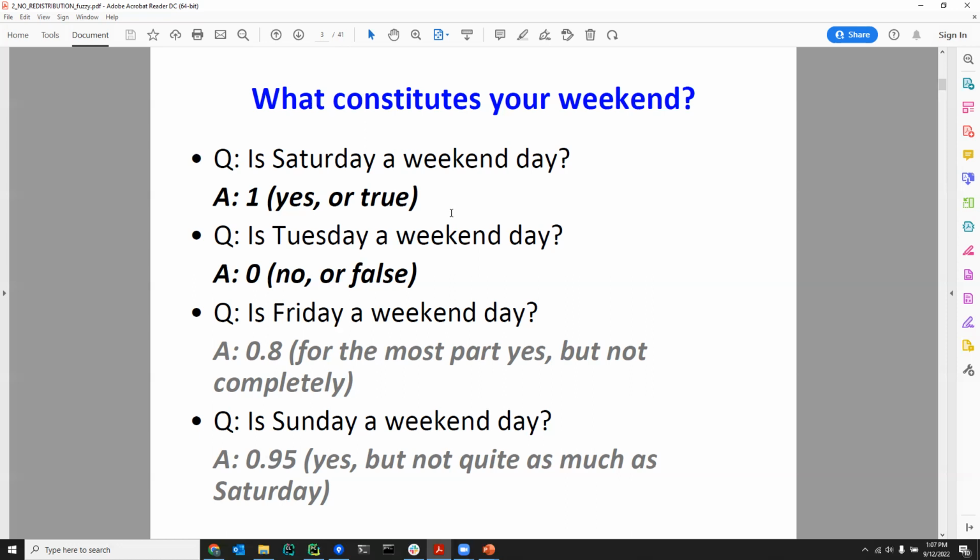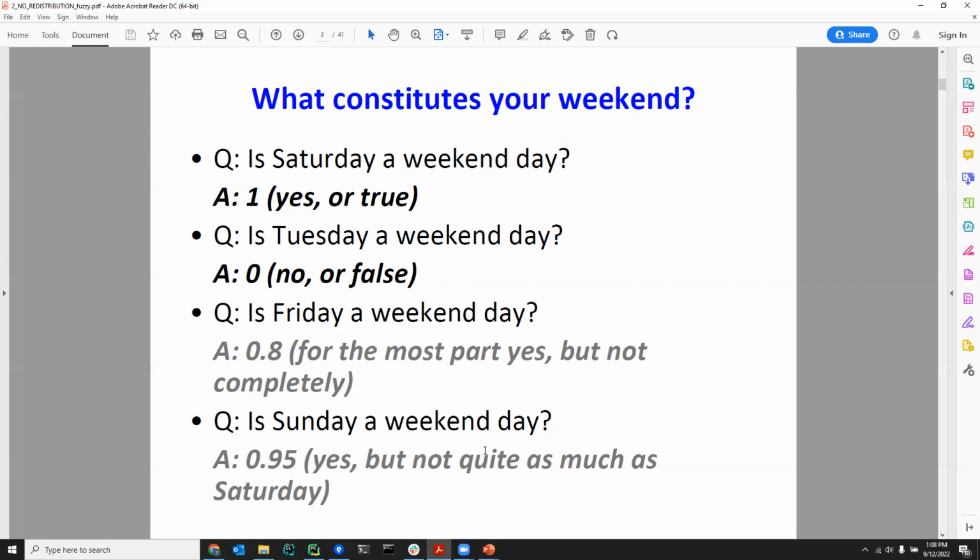Fuzzy logic is one way to do this, where you can describe its membership in the weekend set on a scale from 0 to 1 rather than just 0 or 1. And so one answer that you might get from that is, well, it's 0.8. For the most part, it's a weekend day, but not completely. You still have to go to work for the first part of the day at least, or maybe through the afternoon. But then you also are doing other things that evening that have more weekend-ishness.